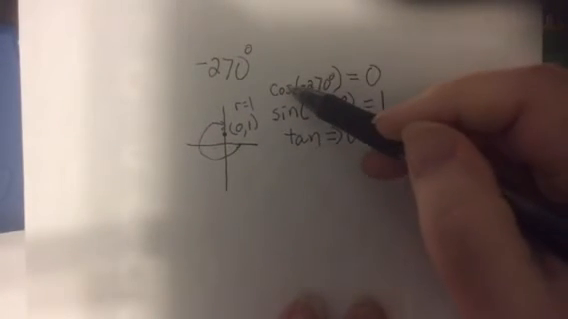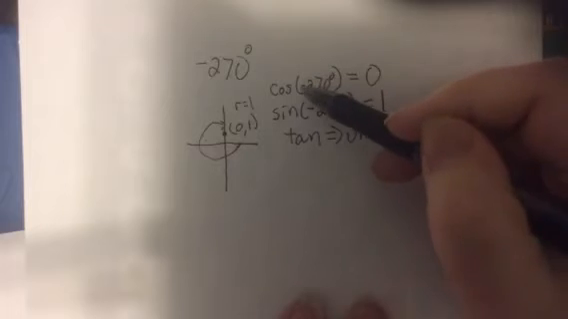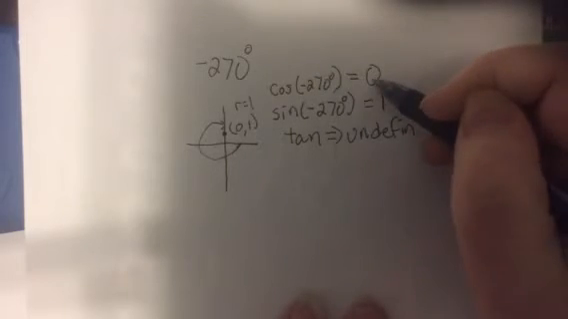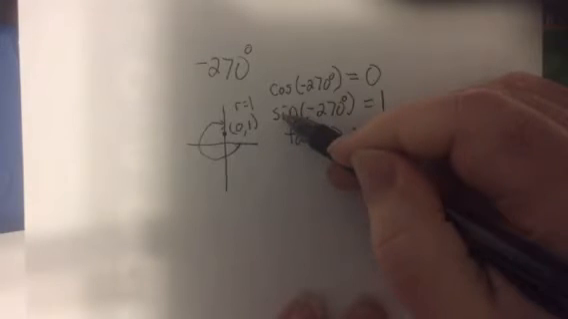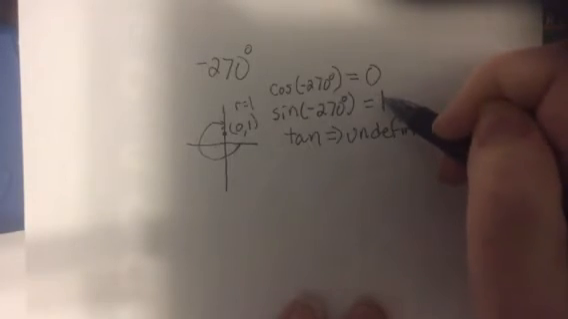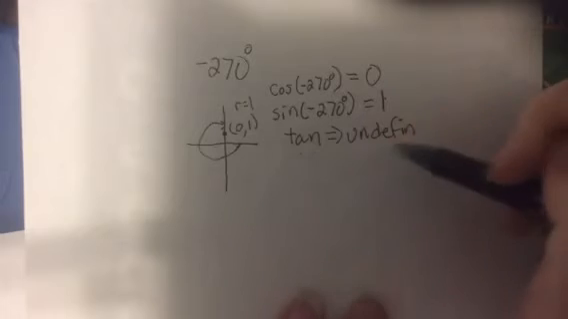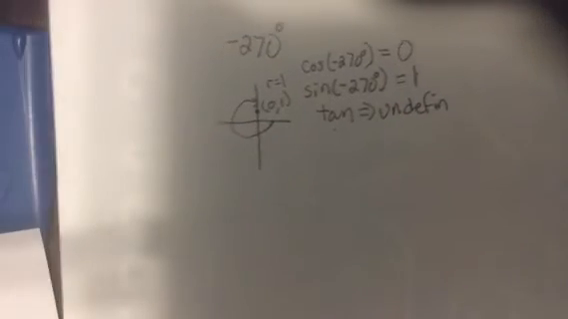Now, secant's the reciprocal of cosine. So secant of negative 270 would be reciprocal. Oh, that's undefined. Cosecant's the reciprocal of sine. So that would be a 1, and cotangent's reciprocal, so that'd be 0.